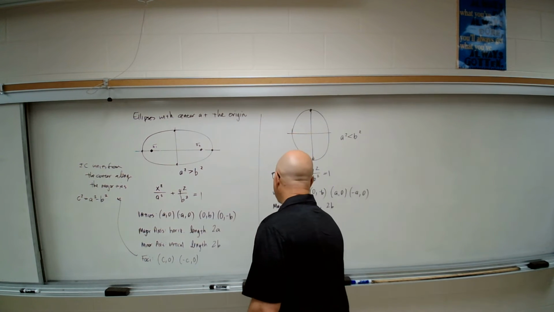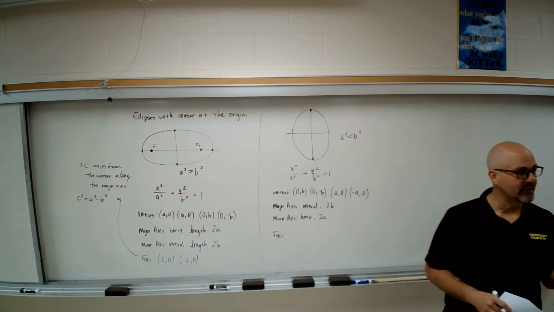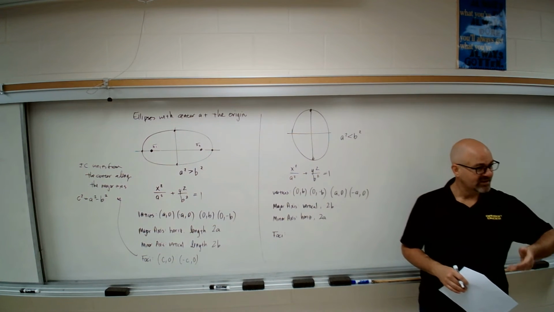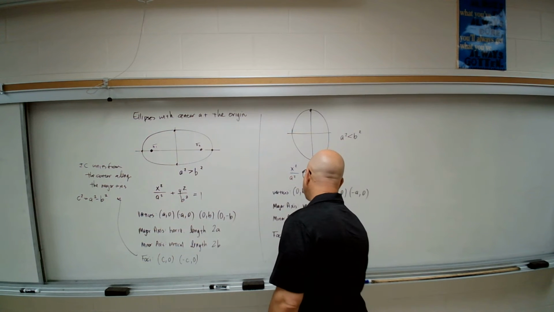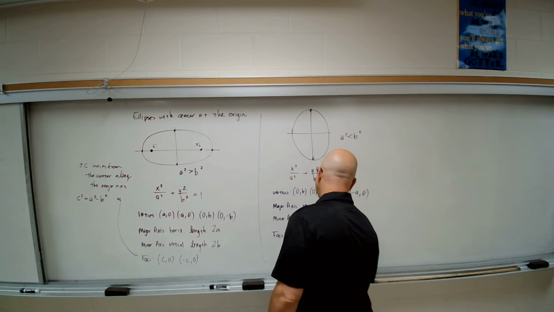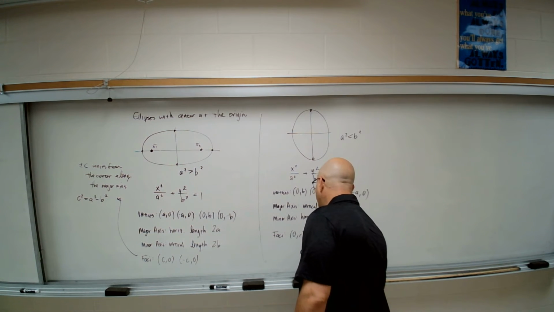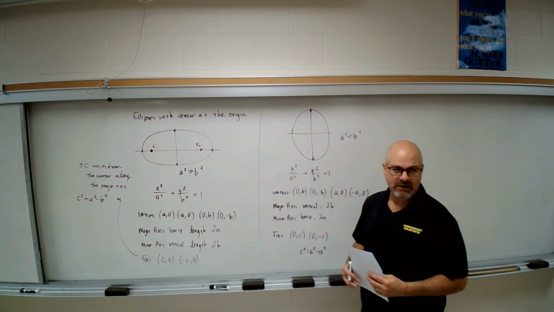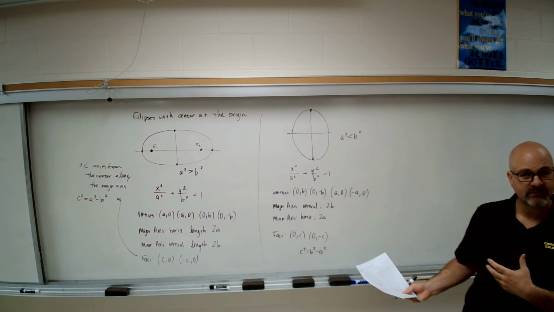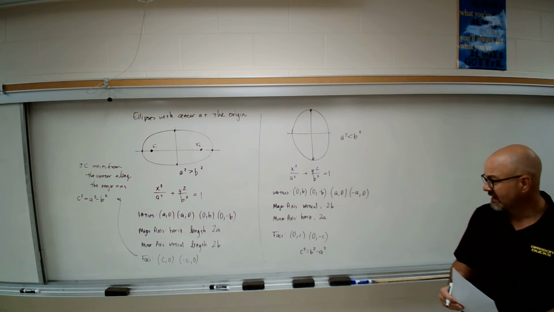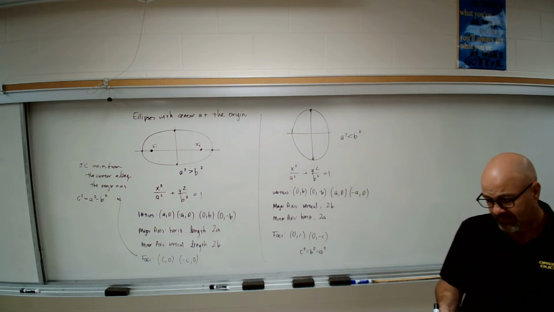The foci, this time, it's still going to be c units from the center, but this time it's going to be on the major axis, which is up and down. So it's going to be the points (0, c) and (0, negative c). And in this case, c squared would be b squared minus a squared. Right, we take the longest denominator and subtract the smallest denominator.